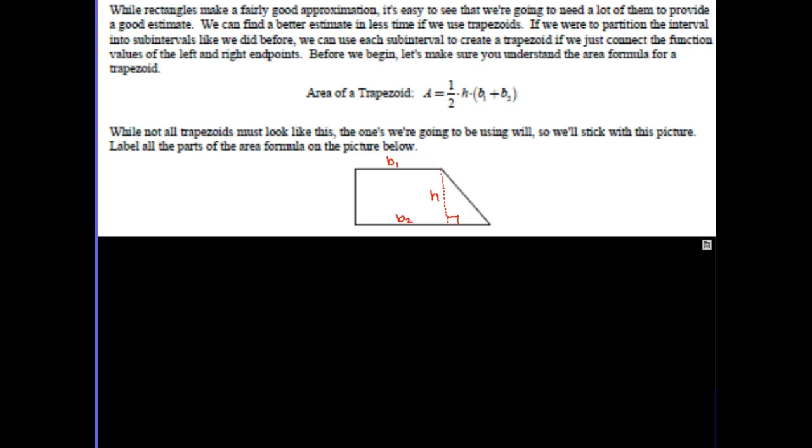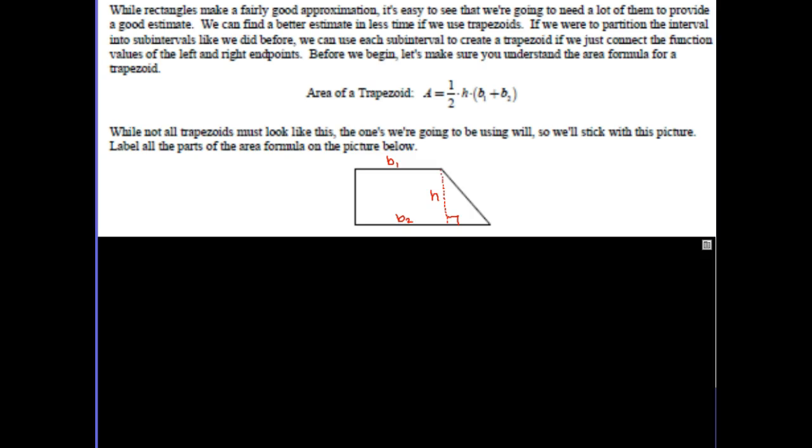Alright, so the last part of approximation methods is trapezoids. So this is 5.5, the trapezoid rule. Well, rectangles make a fairly good approximation, and they were the first approximation created. Okay, let's approximate the area under a curve.